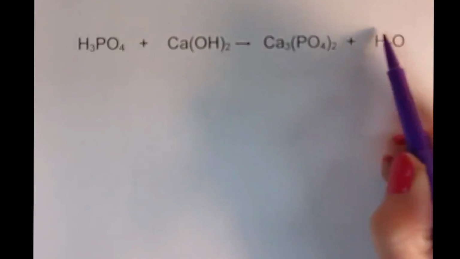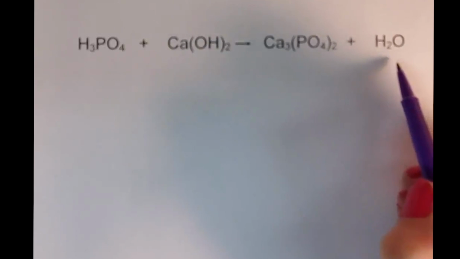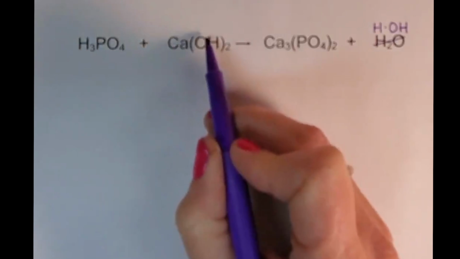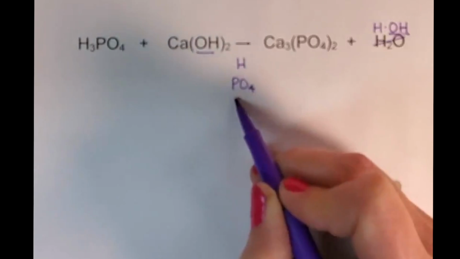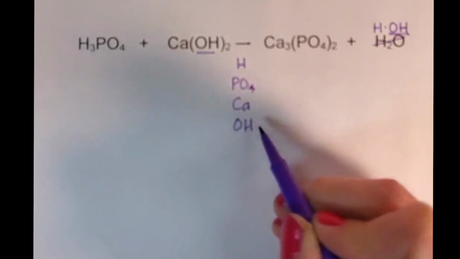Another tip that I want to teach you is that sometimes it is very helpful to break water into hydrogen and hydroxide. This is useful when there is a hydroxide on the other side, as there is in this chemical equation. So we're just going to cross out this water and write it as H-OH to show that it's 1 hydrogen and 1 hydroxide. Then we make our list, keeping the hydroxide together and also keeping the phosphate, which is on both sides, together.